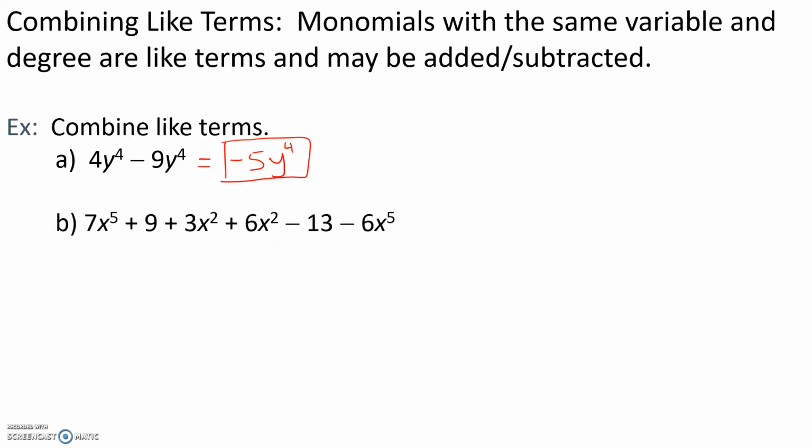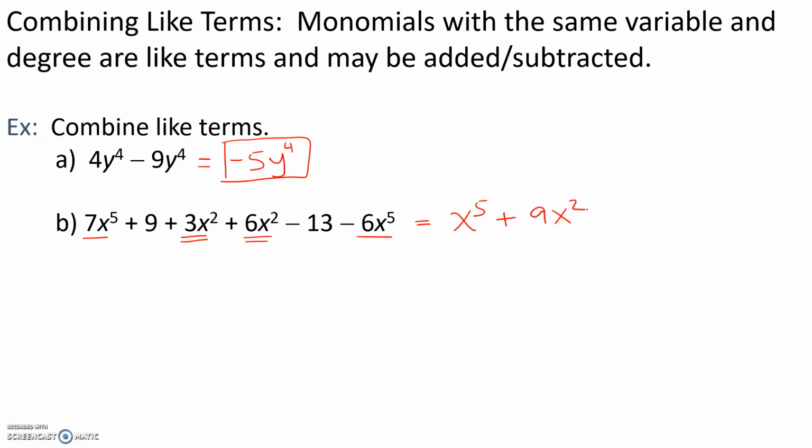Next, let's combine like terms. 7x to the fifth plus 9 plus 3x squared plus 6x squared minus 13 minus 6x to the fifth. Like terms have the same variable and same degree. So 7x to the fifth and negative 6x to the fifth are like terms. 7 minus 6 is 1, so our result is 1x to the fifth, or simply x to the fifth. 3x squared and 6x squared are also like terms. 3 plus 6 is 9.